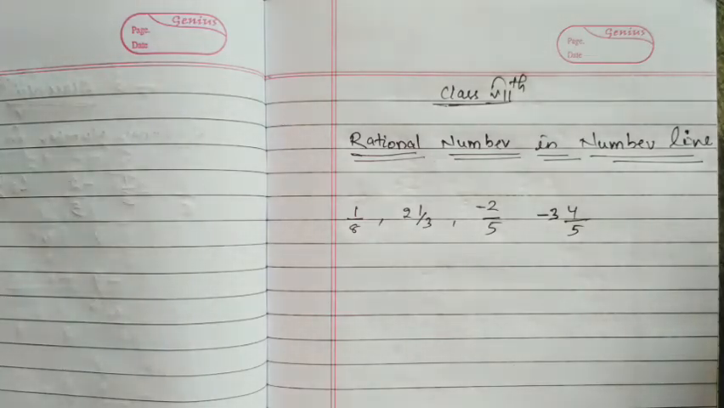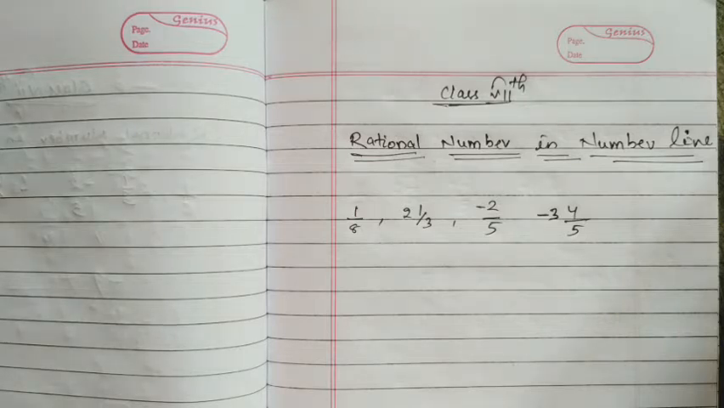Good morning, students. Today we will proceed to our next topic. That is, we have to find how to represent a rational number in a number line. I have written some different examples so that we can understand how to represent a rational number in a number line.